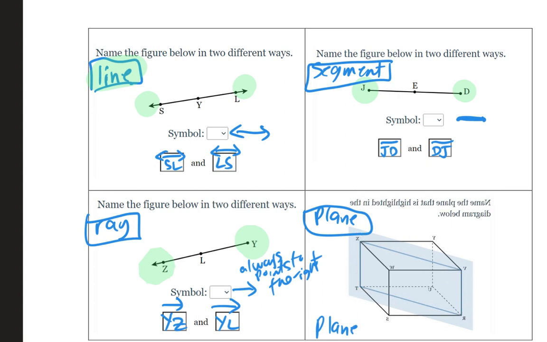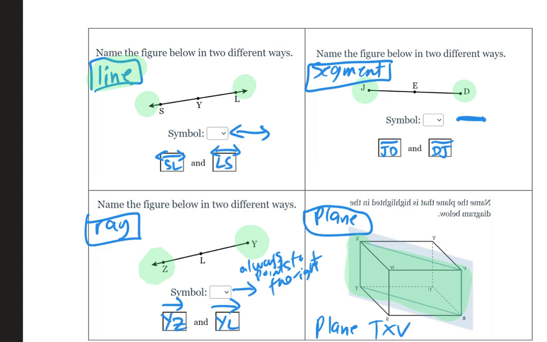So go and take your highlighter and highlight it just like that so you can see what we're talking about, right? We're talking about something that cuts right through there, right through the middle. So 3 points would be T, X, V. So plane TXV is what we call them.